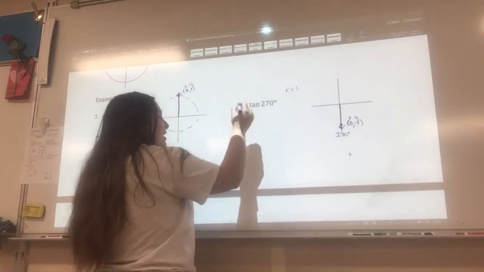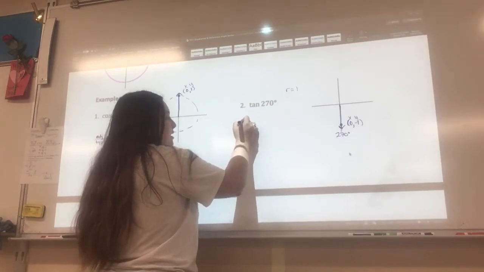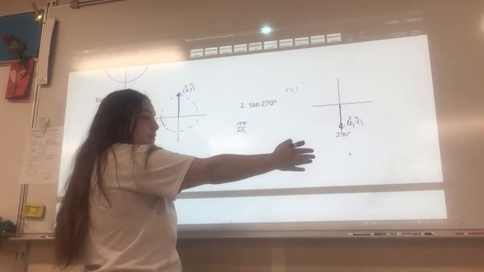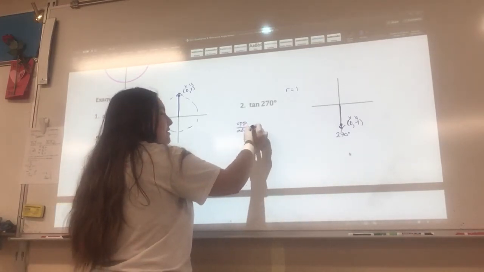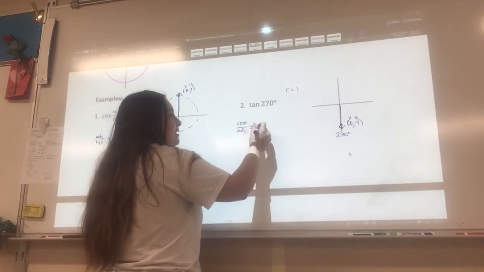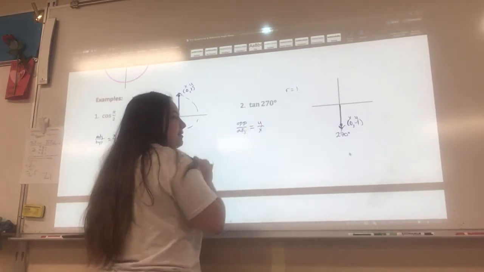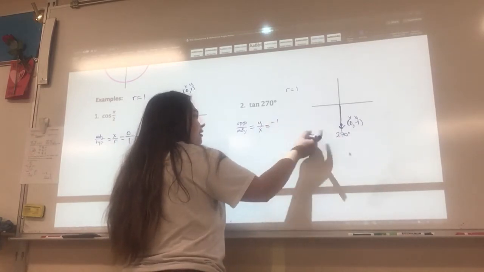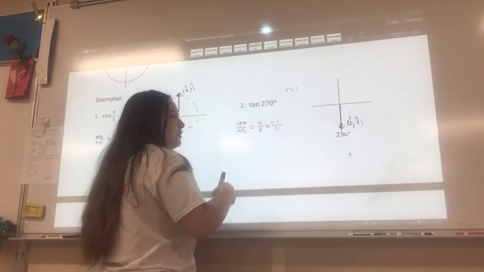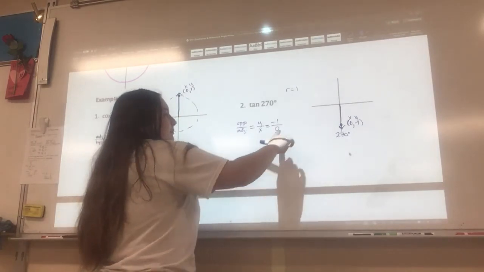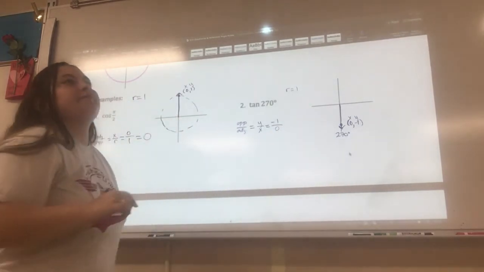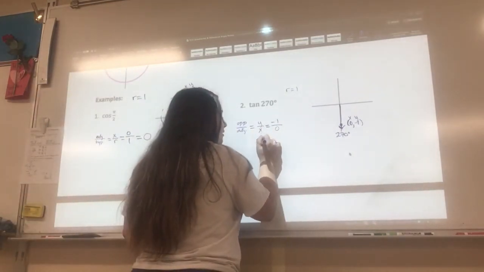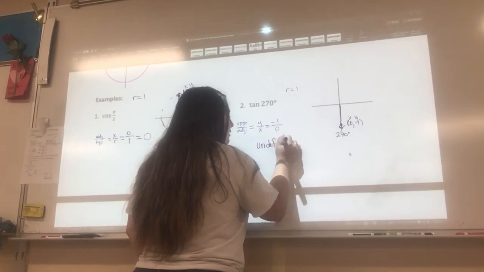Remembering back again, tangent is opposite over adjacent, but since we really don't know any reference points of opposite over adjacent of a straight line, we have to see and remember that it is y over x. So we take our y value of -1 and our x value of 0. We didn't have to use r. But remember, what is anything divided by 0? It is undefined. So our tangent of 270 is undefined.